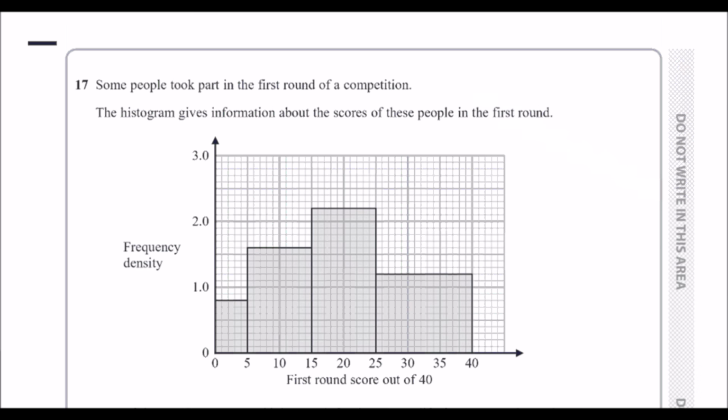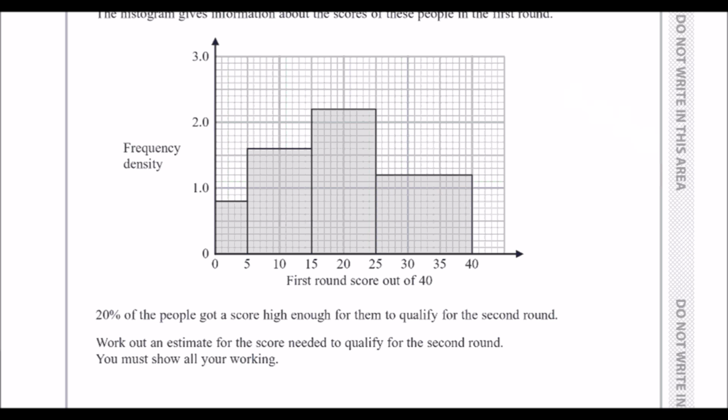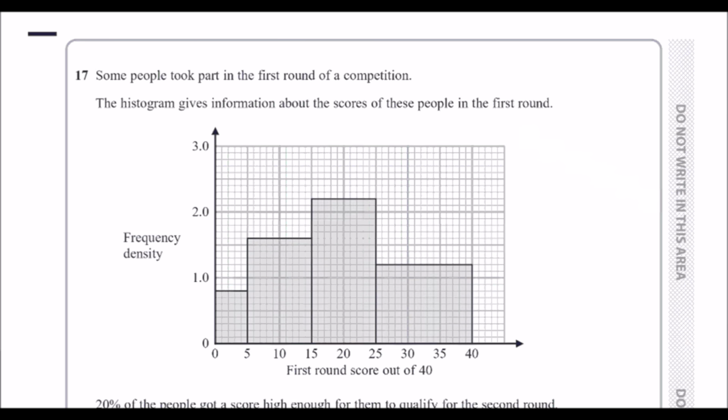Question 17. Some people took part in the first round of a competition. The histogram gives information about the scores of these people in the first round. So we've got a histogram. 20% of the people got a score high enough for them to qualify for the second round. Work out an estimate for the score needed to qualify for the second round.